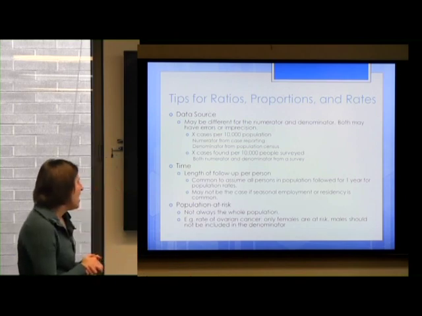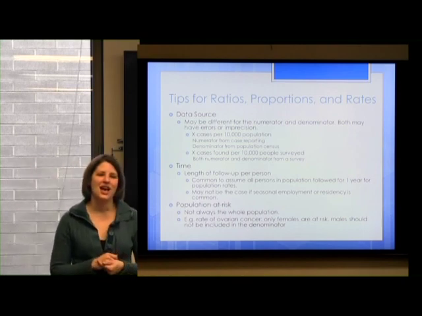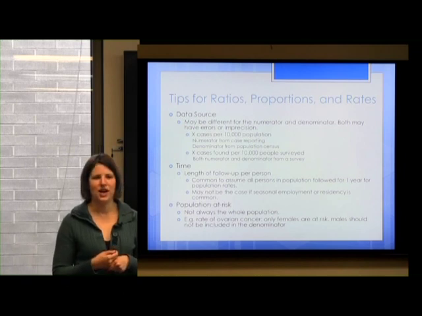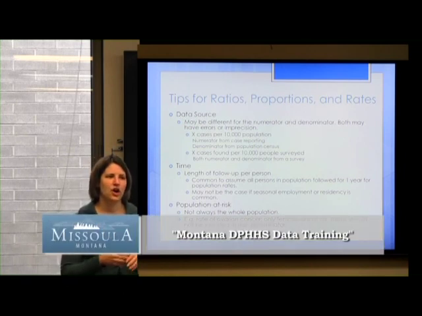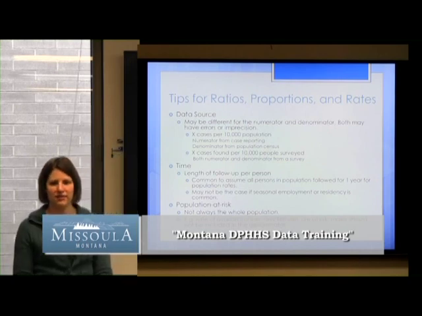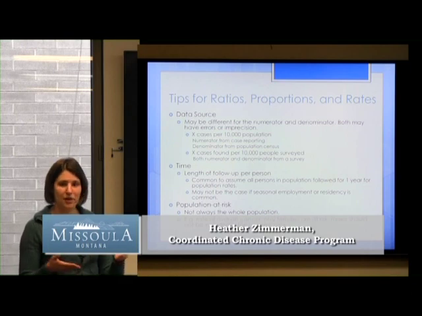And then the last thing is that sometimes you have to ask yourself what really is the population at risk. So it's easy to just say, well, all of the population, but maybe you're talking about something that only affects adults, in which case, obviously, you need to limit your population to adults.